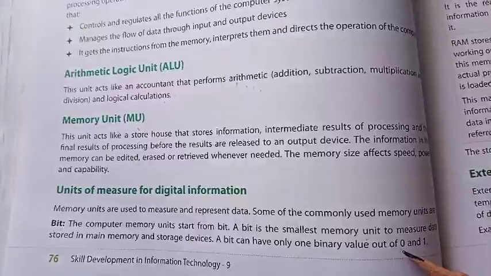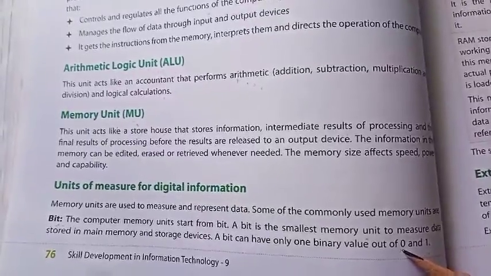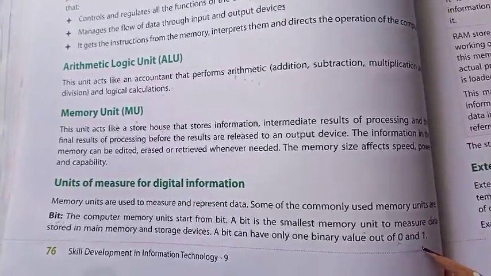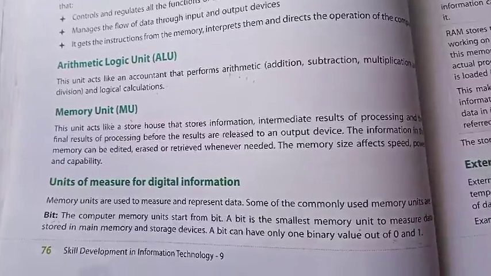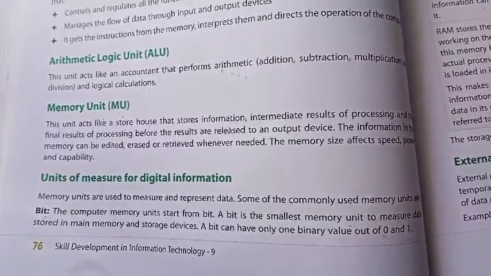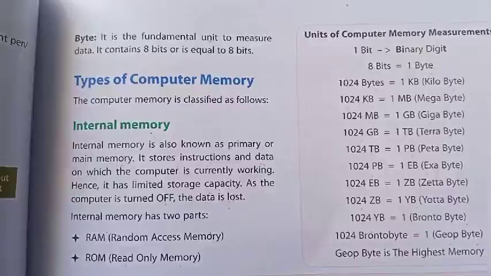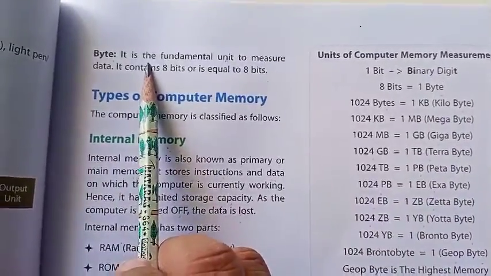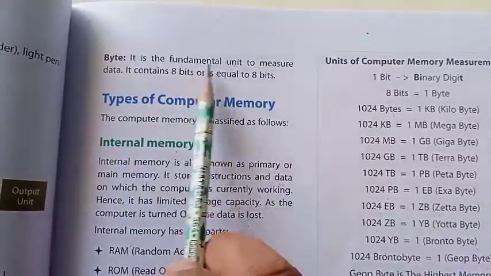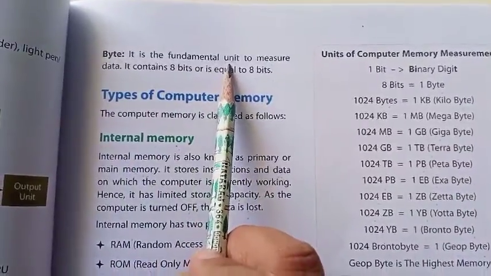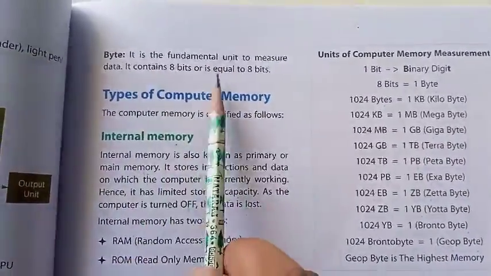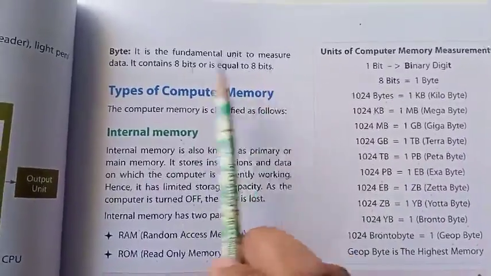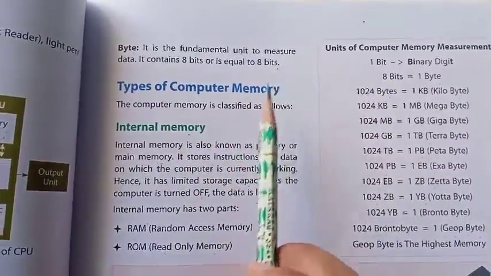Bit means one of the binary values, that is 0 or 1. One bit means either it is 0 or 1. Then we have a bigger unit than the bit, that is byte. This is actually the fundamental unit to measure. A byte consists of 8 bits.